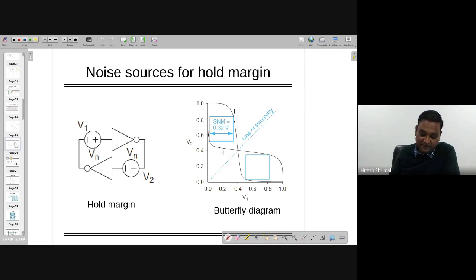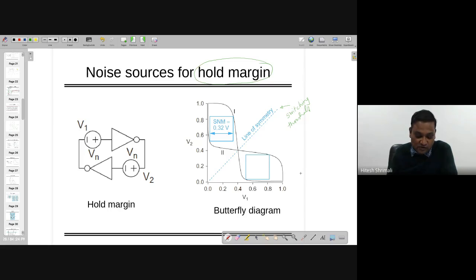In this case, this is the same thing when we are talking about the hold margin. You have two inverters back to back, one side V1, one side V2, and both are acting as noise. Then you will have such a diagram, which is known as the butterfly diagram. This particular line of symmetry is decided by the switching threshold. Notably, both characteristics are the same, whether you are plotting V1 with respect to V2 or V2 with respect to V1, more or less. It all depends on these inverters' strength, whether they are weak or strong, or not equal. If they are equal, then more or less you will get the symmetry which you are seeing on the right side.